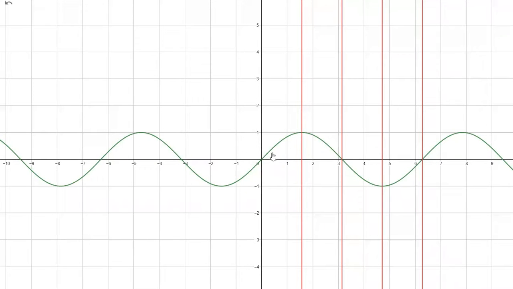So here is the graph of sine. Remember, we said in the last video that it's an odd function. Looking at this, you can see that if we rotate it 180 degrees about the origin, it would line up with itself. The red lines I have here are drawn at x equals pi over 2, pi, 3 pi over 2, and 2 pi.